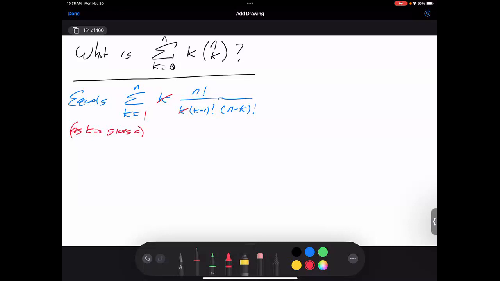Well, now we have k goes from 1 to n. Let's let L equal k minus 1, so k is equal to L plus 1. K goes from 1 to n, so what does L go from? 0 to n minus 1. So L goes from 0 to n minus 1. And then I'm still going to have an n factorial upstairs, and then an L factorial. And what's n minus k going to be?